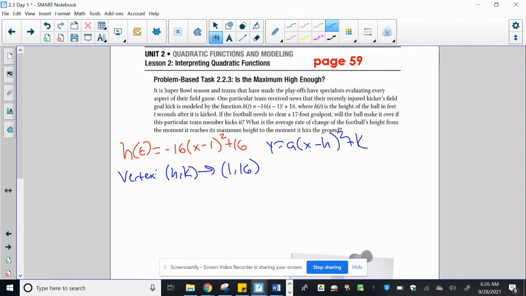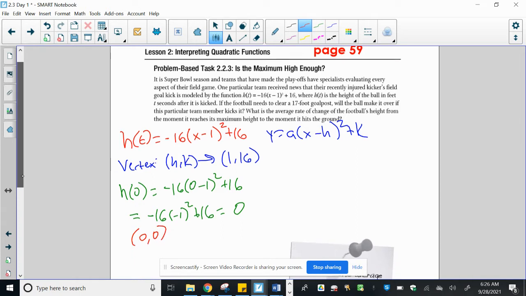Great. Let's find our y-intercept. We have h of 0 equals negative 16 times 0 minus 1 squared plus 16. So that's negative 16 times negative 1 squared plus 16. So we'd have negative 16 plus 16, so it'd be 0. So our y-intercept is going to be at the point 0 comma 0. Cool.